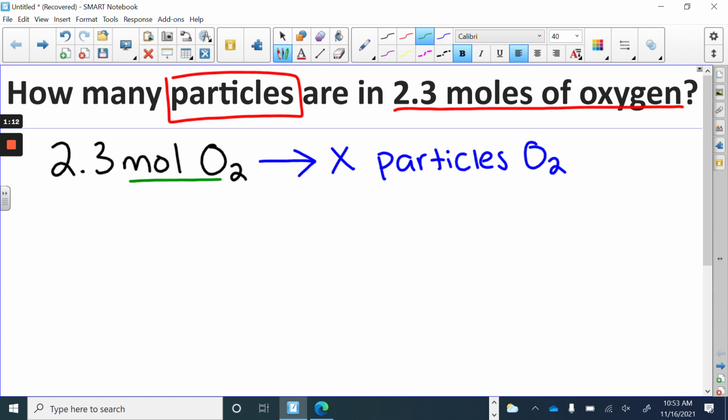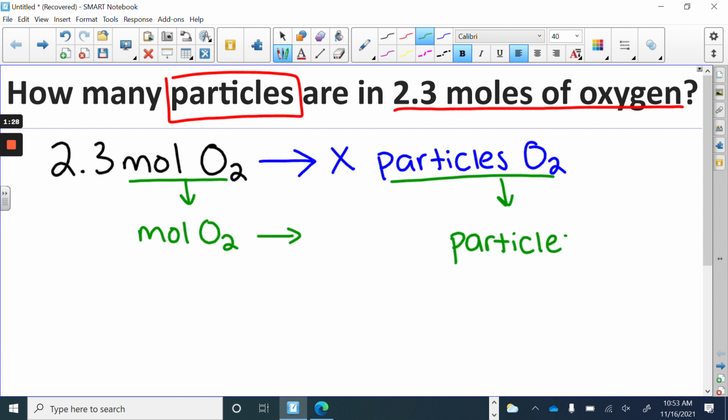We're then going to take the units that we have in the problem. So the moles of O2, and then the particles of O2. Right? So we're going to bring our units down. It's super important that we include units because units are going to tell us what conversion factors we need to put down here in the bottom.